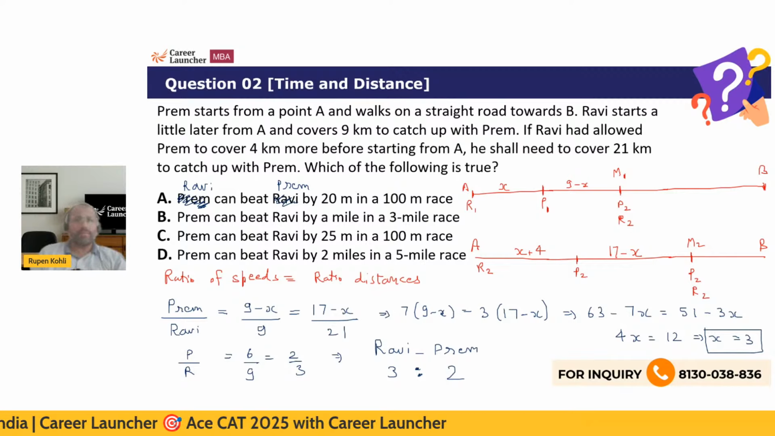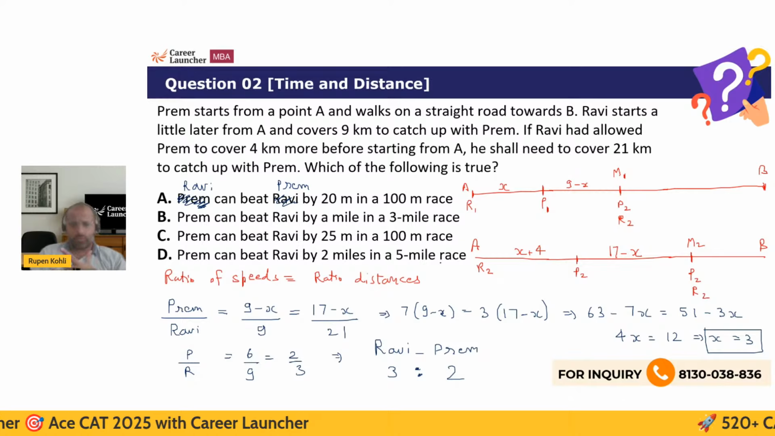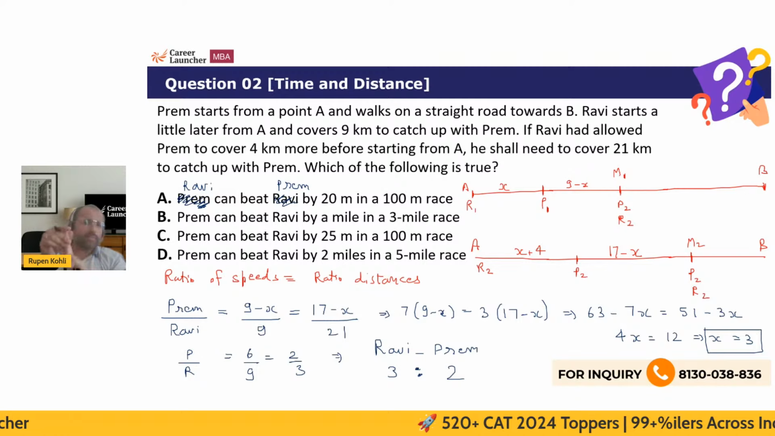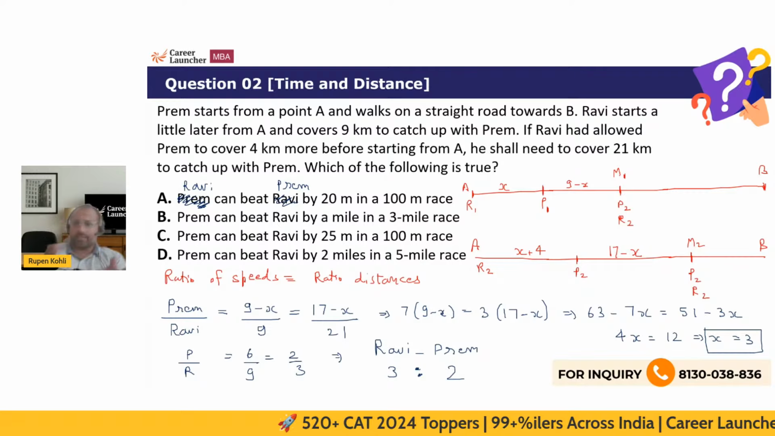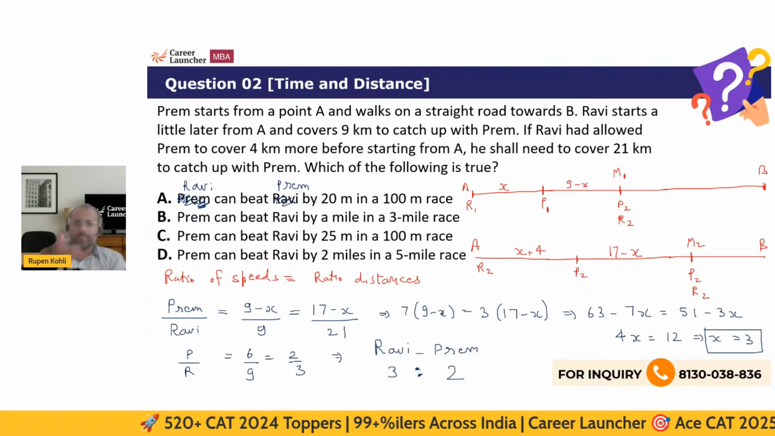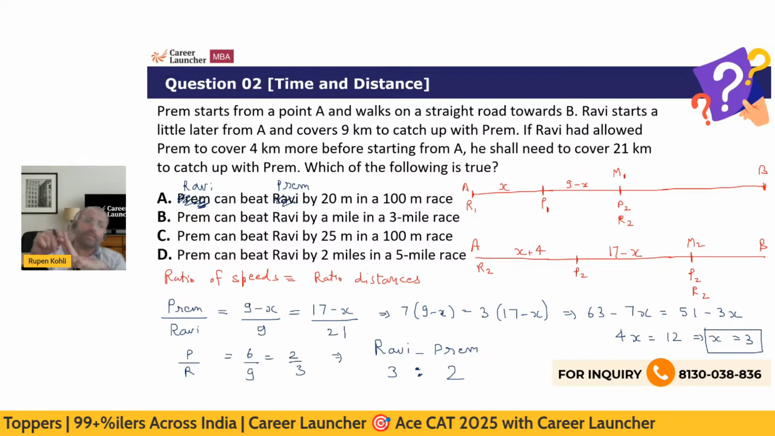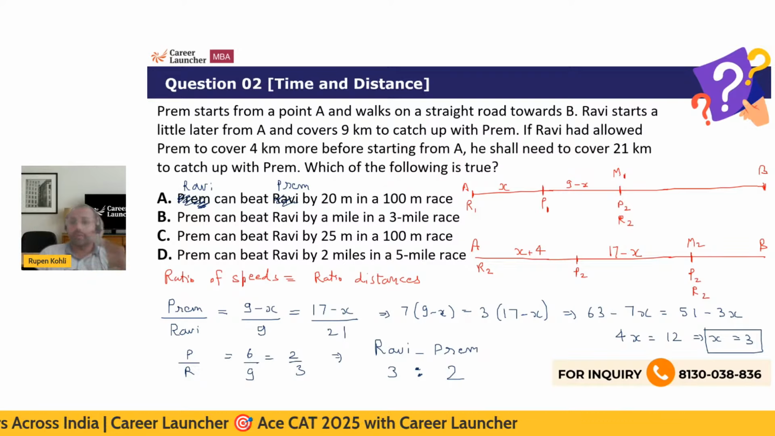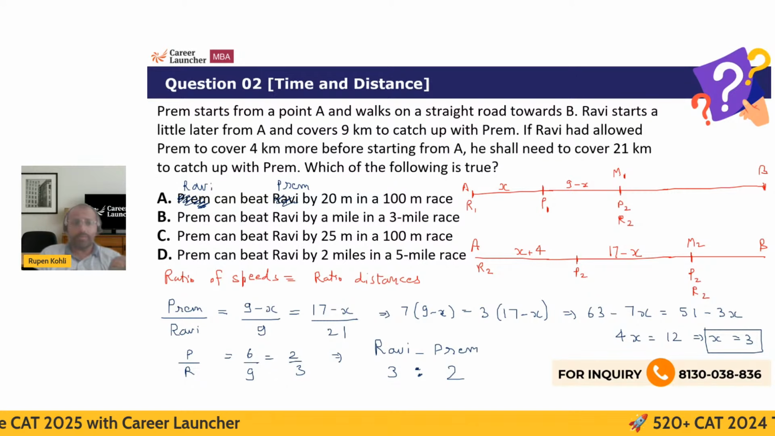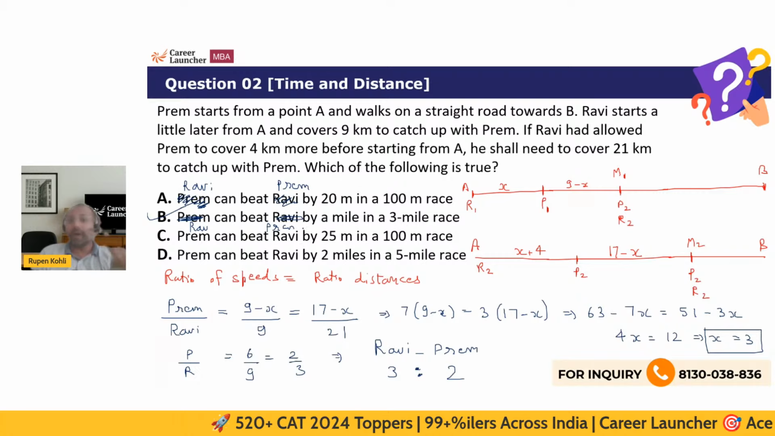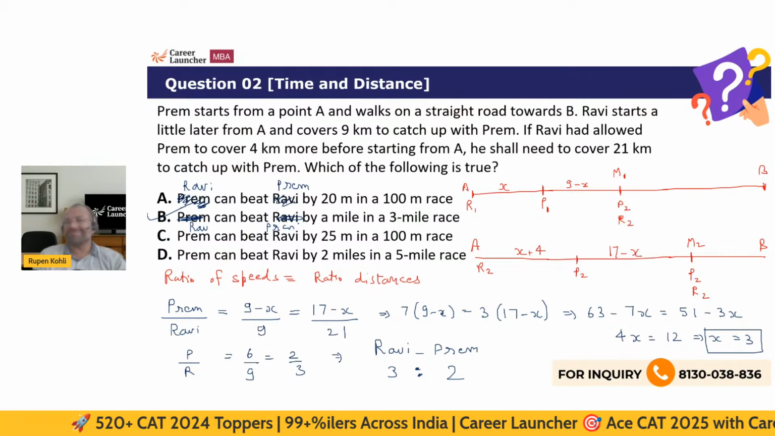So Ravi will beat Prem by how much in how much race? So we have to observe the ratio that Ravi can beat Prem by 1 meter in a 3 meter race. If there's a race of 3 meters, Ravi will cover 3, Prem will be covering 2. So he'll be 1 meter behind. So he will be losing the race by 1. So Ravi can beat Prem by 1 unit in a 3 unit race. So option B makes sense. Again, this is Ravi, this is Prem, right? So Ravi can beat Prem by a mile in a 3 mile race.